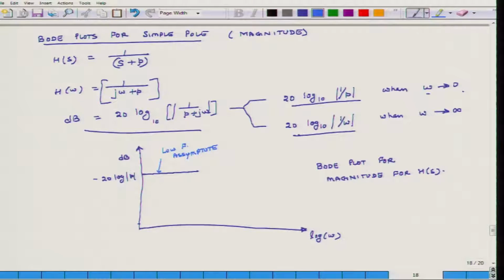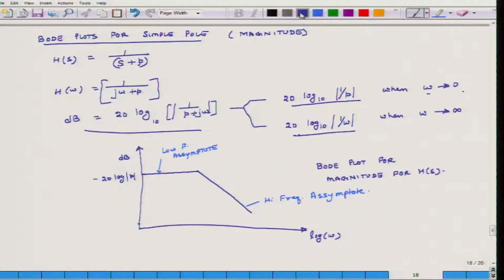And the high frequency asymptote is 20 log 1 over omega. So, what happens? As omega increases, the value of this term falls. So, the high frequency asymptote looks like this, it is a straight line on a log decibel axis. As omega is increasing, its log decreases and I have a negatively sloped line. This is my high frequency asymptote.